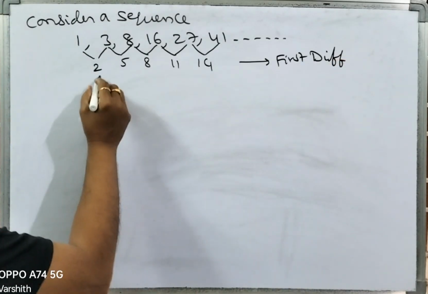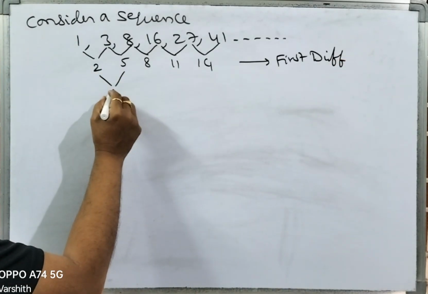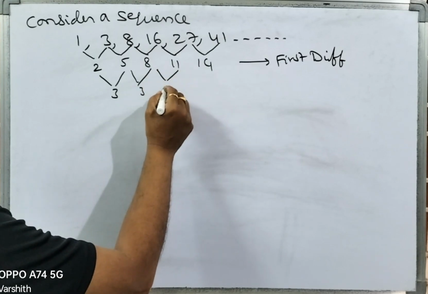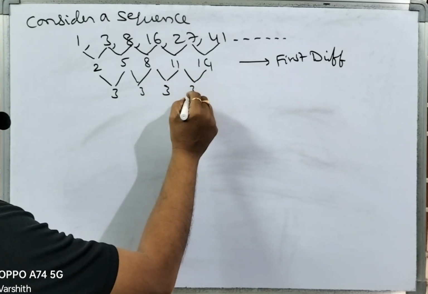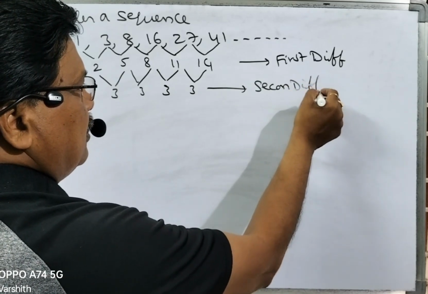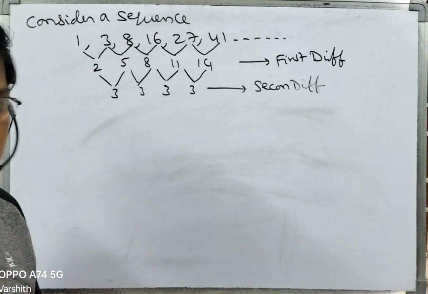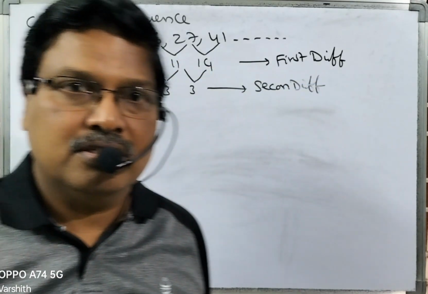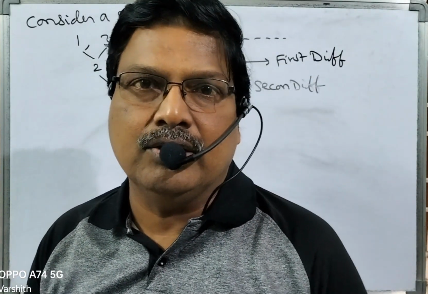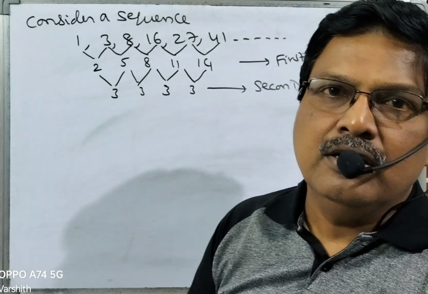Now calculate the second differences. Second differences mean 5 minus 2, that is 3. 8 minus 5, 3. 11 minus 8, 3. 14 minus 11, 3. That means the second differences are constant here. Understood? Here the first differences are not constant, but the second differences are constant. Whenever the second differences are constant, I told you already that the sequence is called a quadratic sequence.